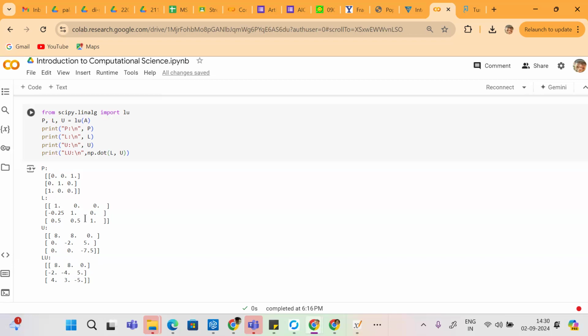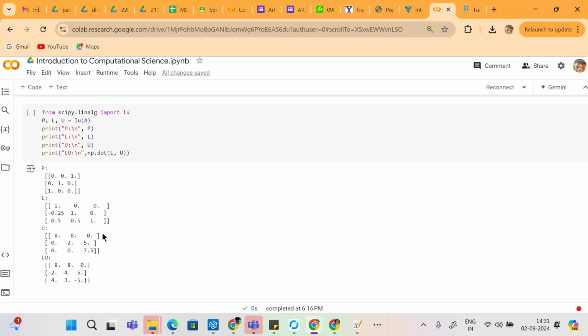Since all the lower triangular elements are 1, it is a Doolittle method. So Python is indirectly using the Doolittle method to compute it. And it's not a coincidence. It's not a coincidence that all of your lower triangular elements in the diagram are 1. Okay.